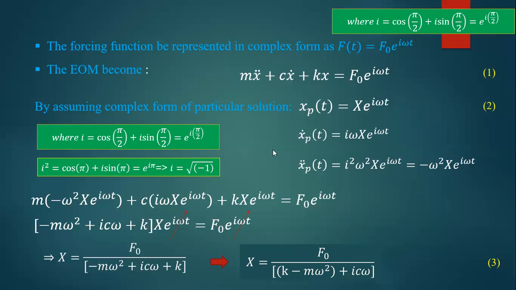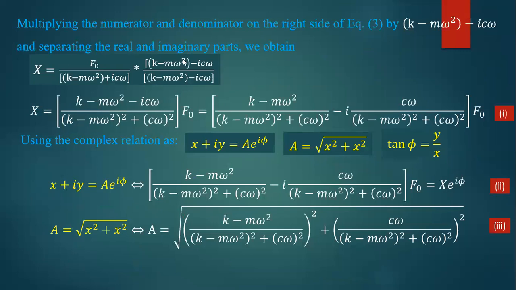Now, making some mathematical arrangement, we multiply by the conjugate of this denominator, that is, minus i c omega, taking the conjugate form of the denominator.